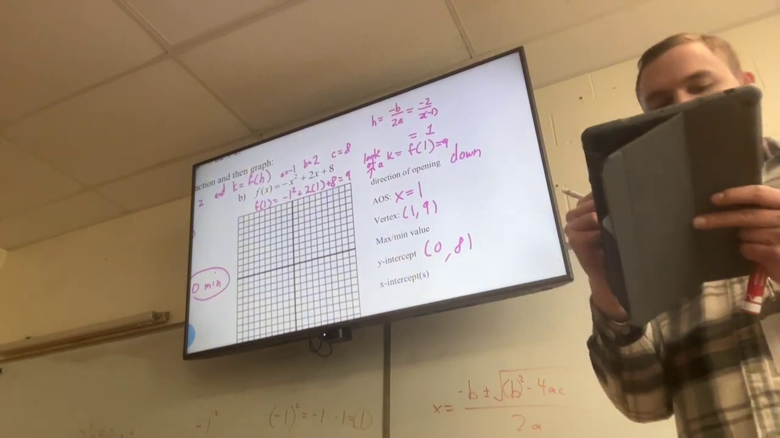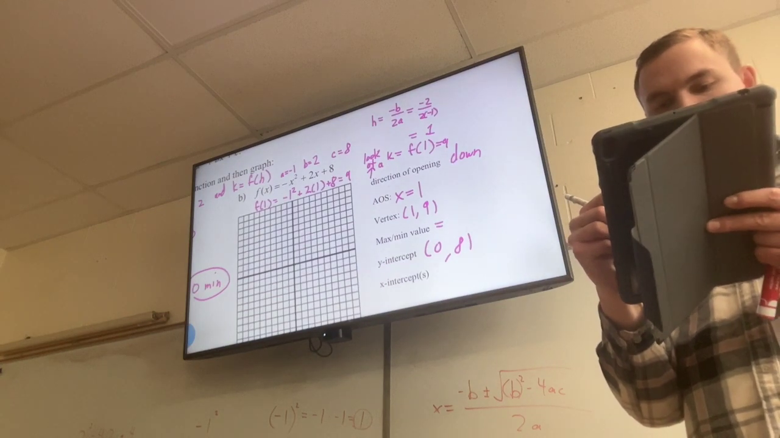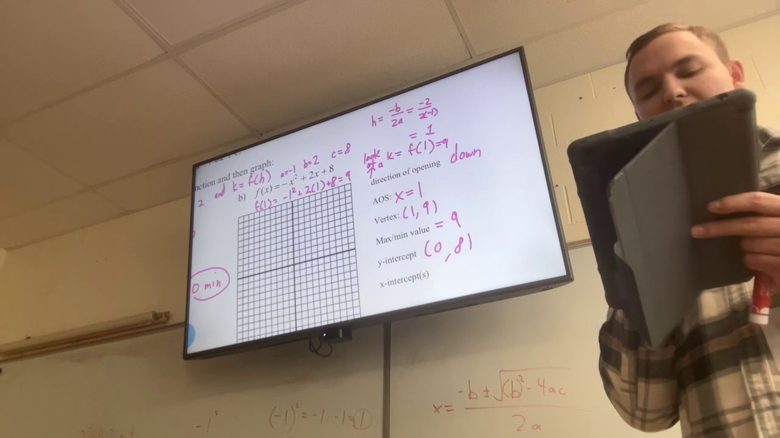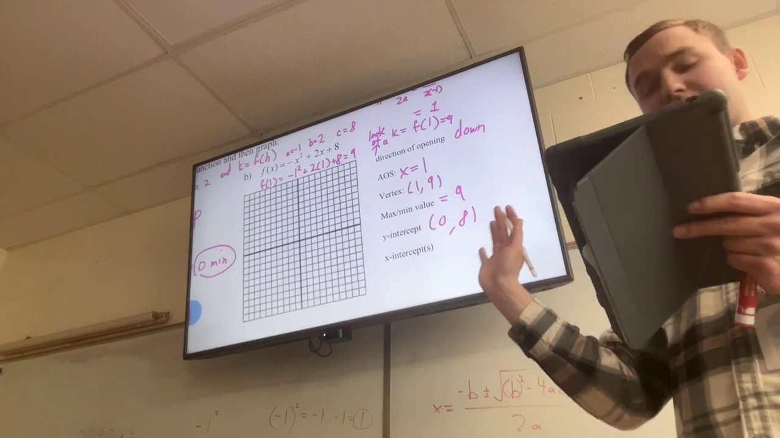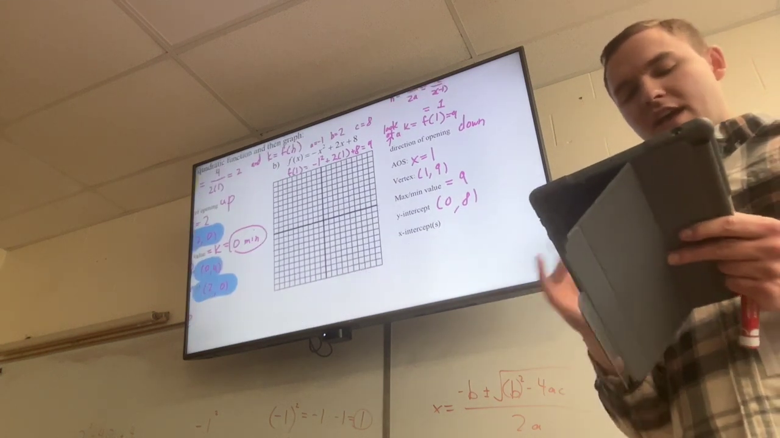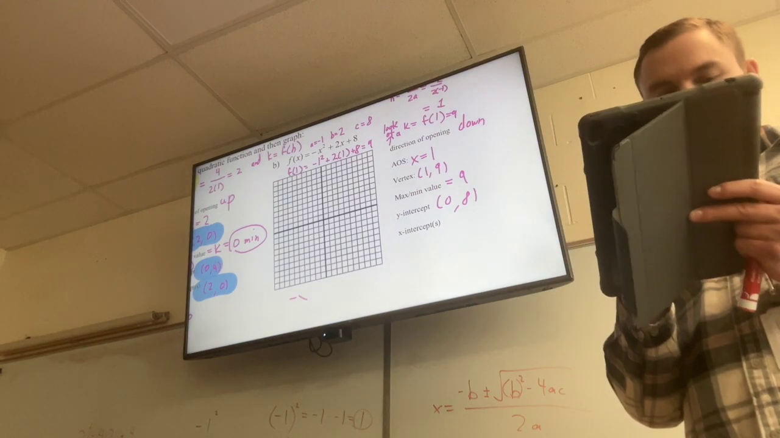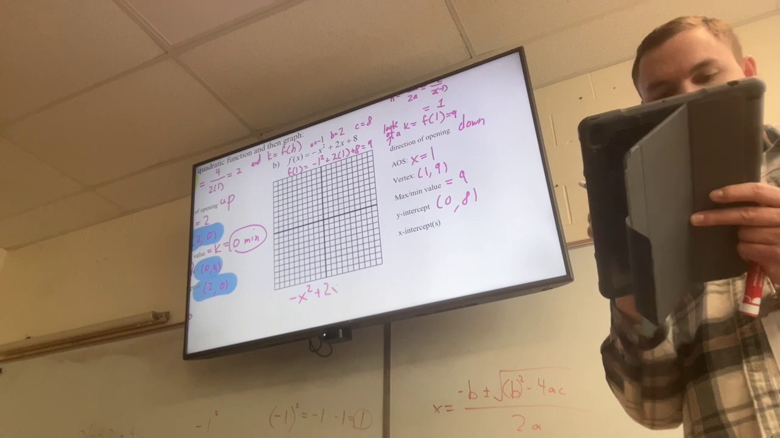What's my max slash min going to be? It's going to be 9, the same as my k. Once we graph it, we'll write down whether that's a max or a min so we can see it. How do I find my x-intercepts? I set the whole equation equal to 0.